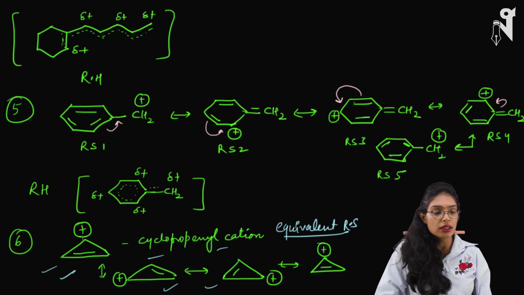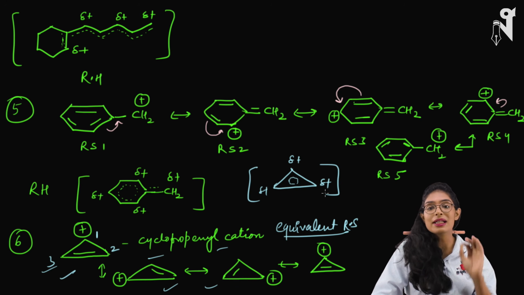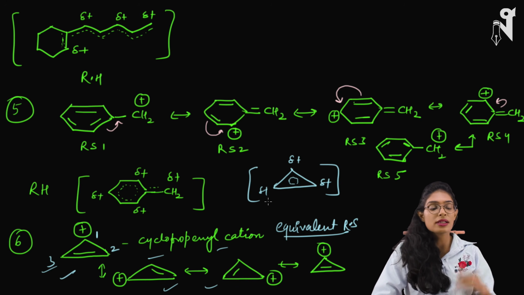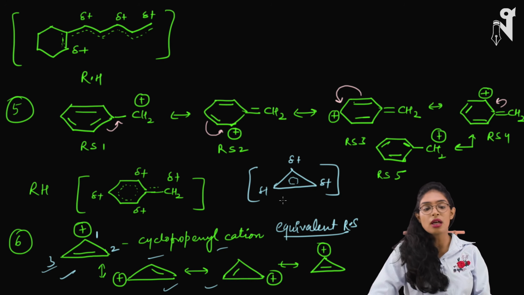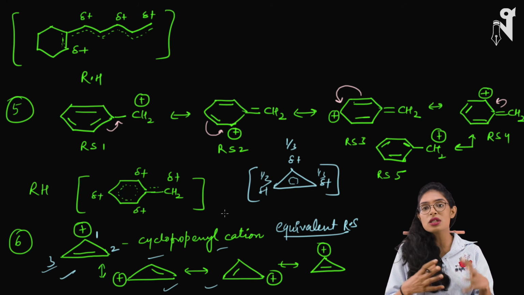If you see this, let's mark it first, second and third. So if I draw the resonance hybrid of it, this is how it will look. Just see over here, okay? So there is a partial positive charge here, partial positive here, partial positive here. But what exactly is the amount of this partial positive? It is equally distributed between the first, second and third carbon. So I can write it as 1 by 3 positive charge, 1 by 3 positive charge and 1 by 3 positive charge.